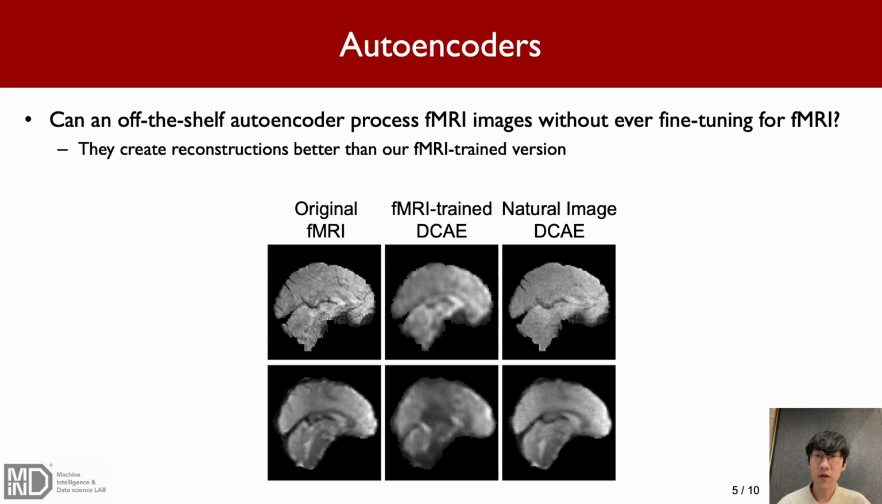To show that these off-the-shelf autoencoders work reasonably well for fMRI images, we compared the performance of an off-the-shelf autoencoder against an autoencoder that we trained with fMRI data ourselves. We discovered that natural image autoencoders can handle fMRI images reasonably well.